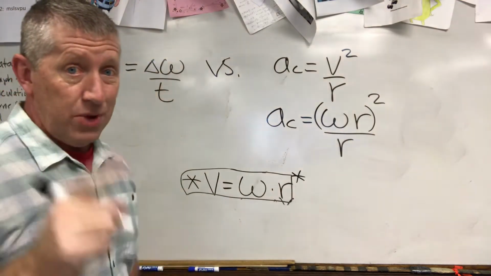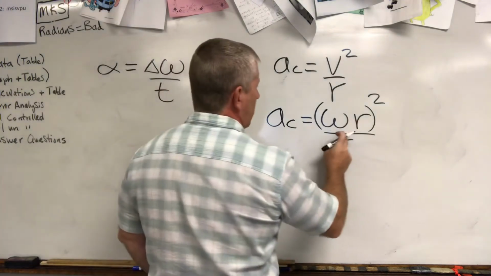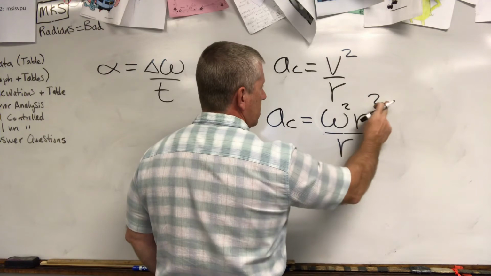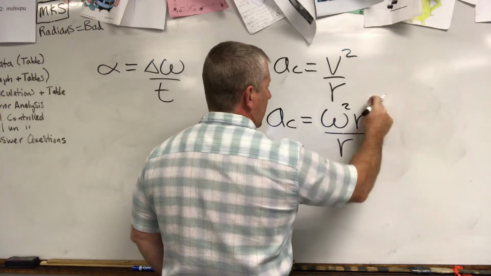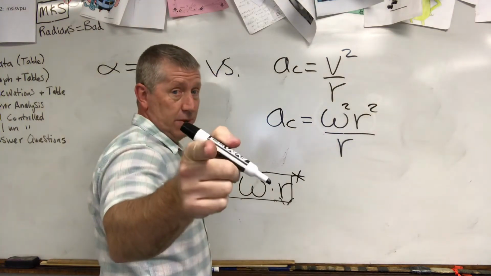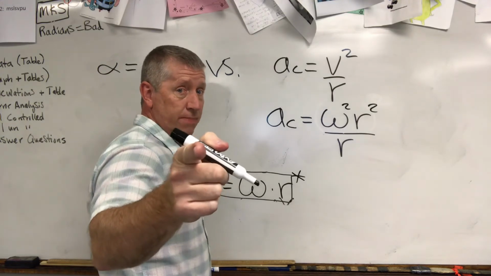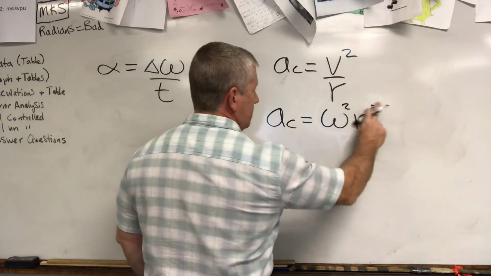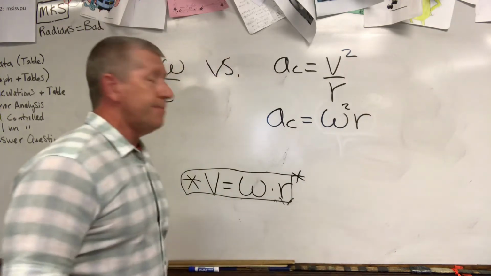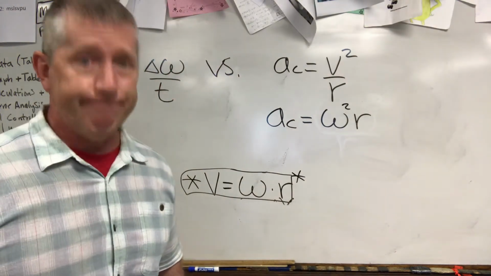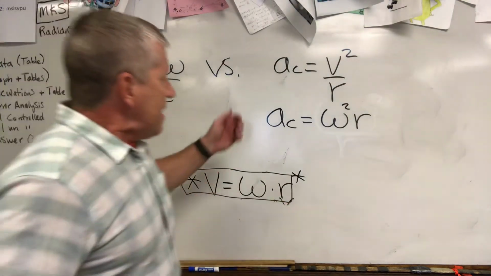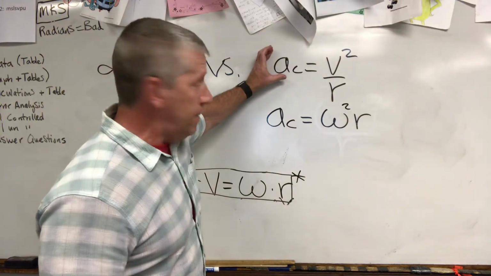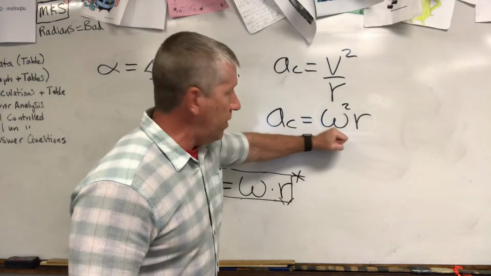Okay, now check it out. Squaring both, you get that. You get that. You see it, yes you do. You're all relatively intelligent people. We get that. This is using the centripetal acceleration equation in terms of an omega.